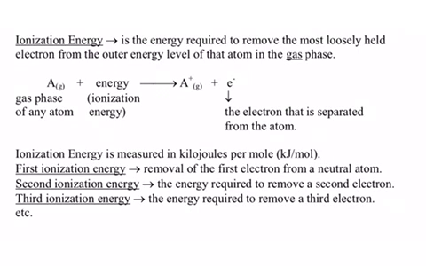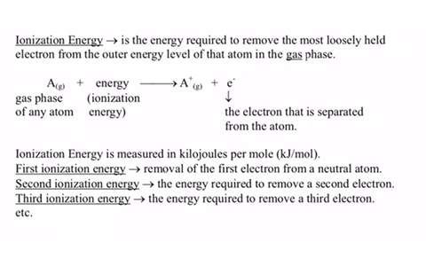Hello everybody. Today we're going to look at a second periodic trend. It is called ionization energy. And if you look at the definition, ionization energy is the energy required to remove the most loosely held electron from the outer energy level of an atom in its gas phase.